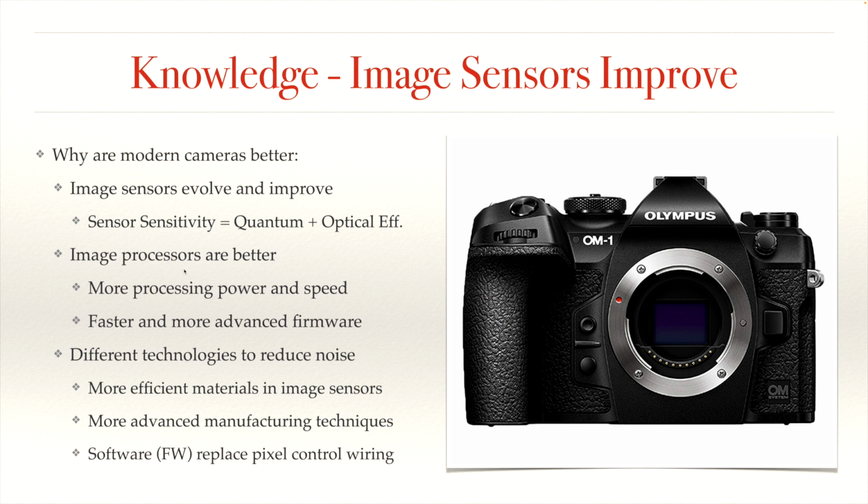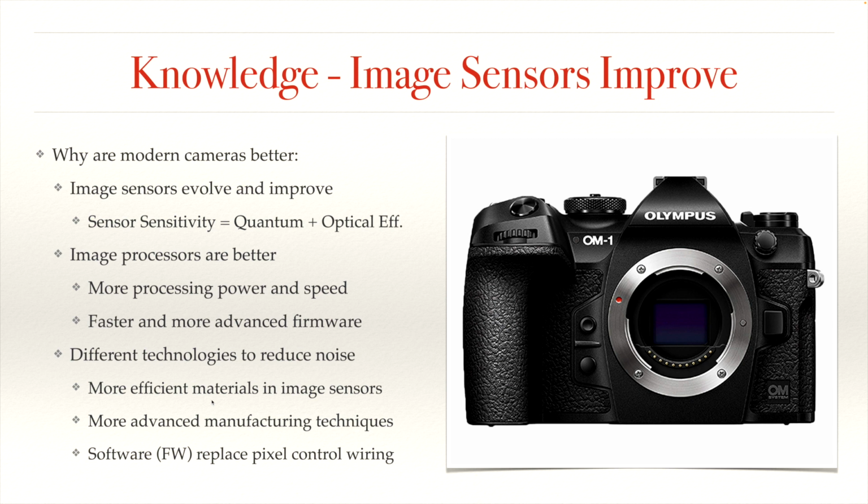The second part that gets better is image processors. They have more processing power and speed, and faster and more advanced firmware is now available in the image processors. This is interesting because we can now use new technologies to control the noise in the camera, for example.